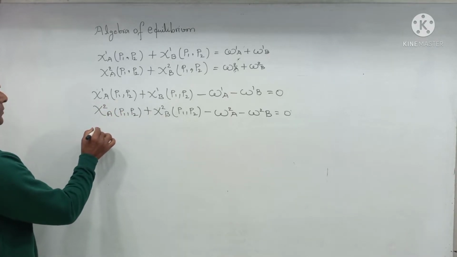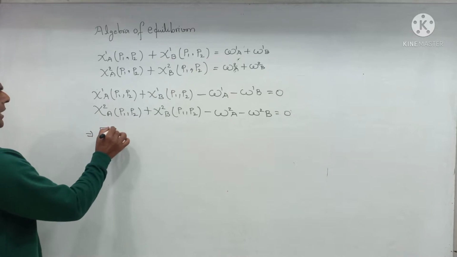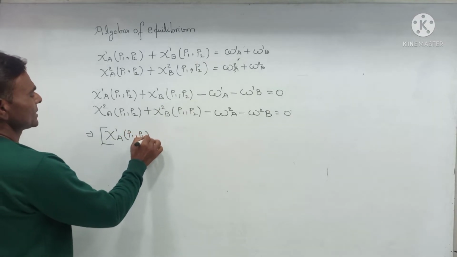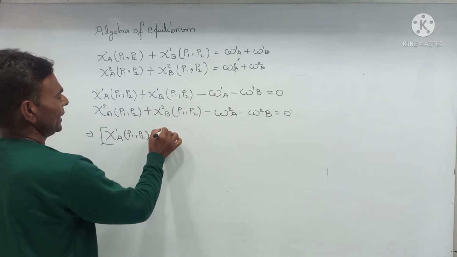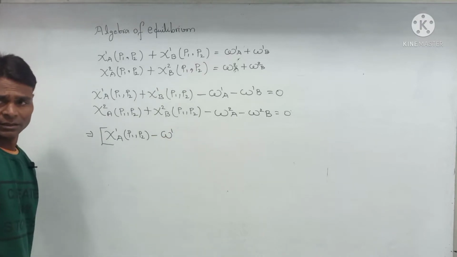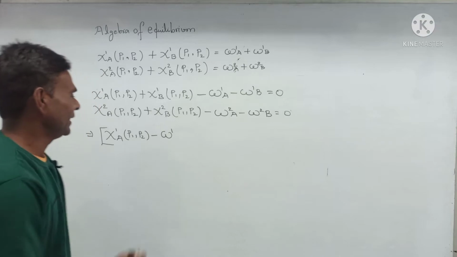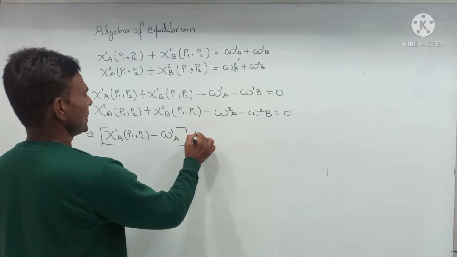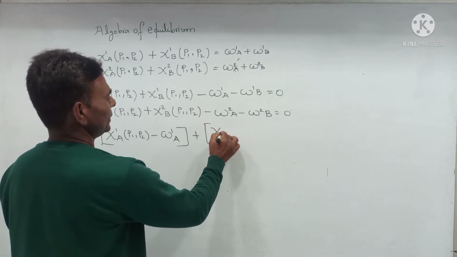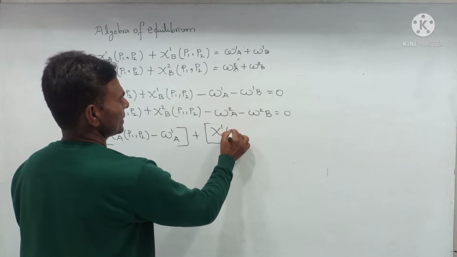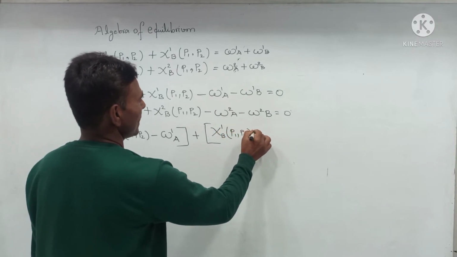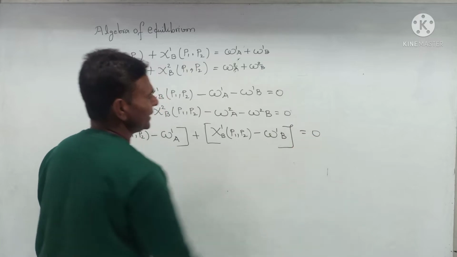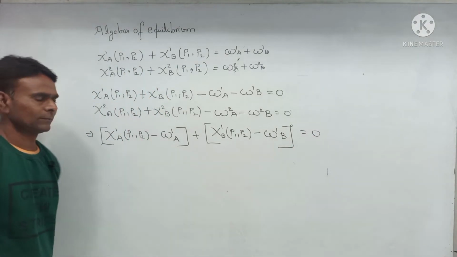And similarly it can be written in this form: the amount of goods 1 demanded by person A minus the endowment of goods 1 held by person A, it can be written, no problem, plus x1b, which is a function of p1 p2, minus w1b equal to 0. It can be written in this format.